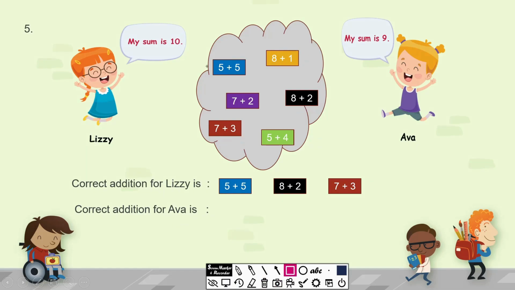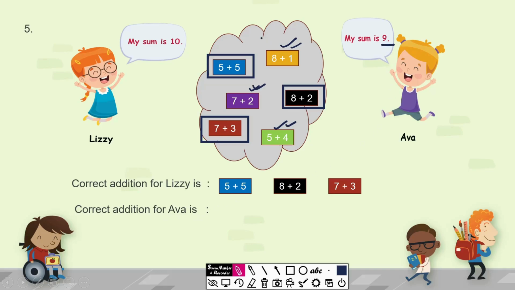Okay. We have 5 plus 5 is equal to 10. 8 plus 2 is equal to 10. And 7 plus 3 is equal to 10. Okay. Now, let's check these 3 which are remaining. Correct addition for Eva is, Eva's sum is 9. So, 8 plus 1 is equal to, yes, this was simple. 8 plus 1 is equal to 9.